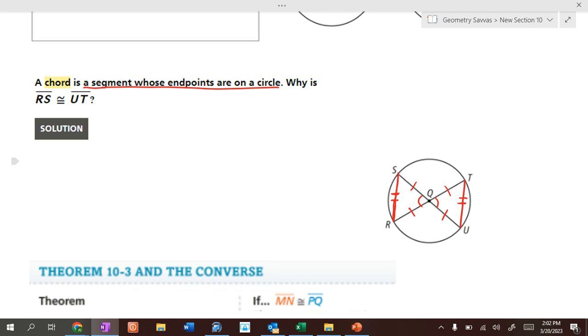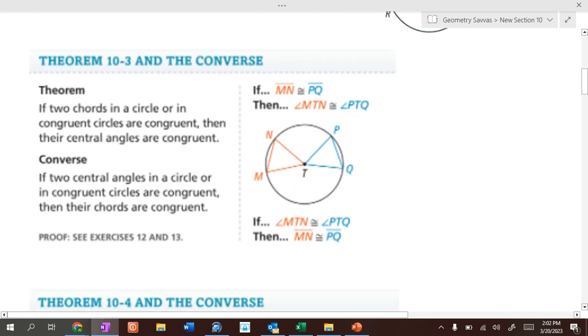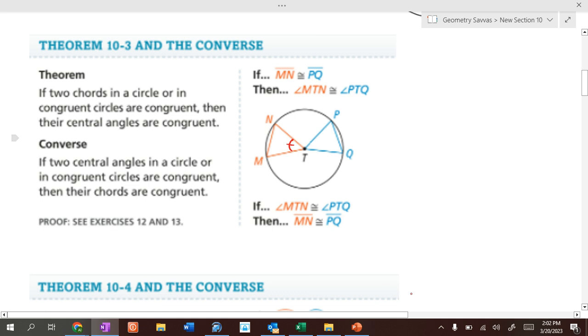Okay? So, two chords from the same size of angles are going to be the same length. So if this angle is congruent to this angle, this chord is going to be congruent to this chord. And then we can go in reverse from that. If this chord is congruent to this chord, then their angles are going to be congruent. Okay? Either way.